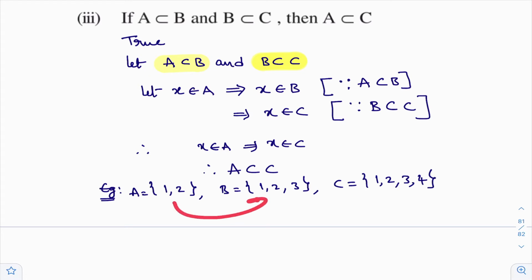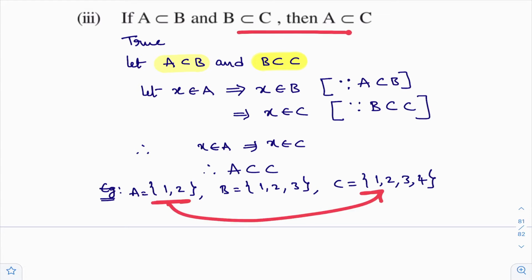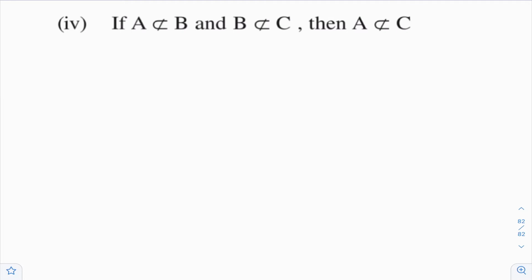Now look here, A is a subset of B: all the elements present in A are present in B. And B is a subset of C: all the elements present in B are present in C. Now you look whether A is a subset of C or not. Obviously. But with this example, I cannot say that this is true. When it is true, you need to prove it. When it is false, then give a counterexample. I hope you understand.